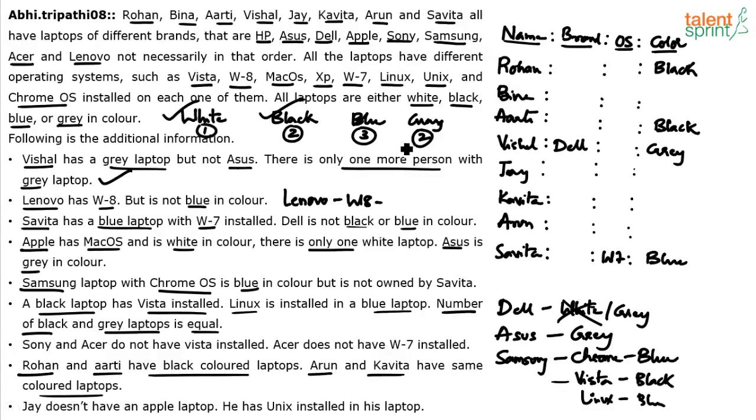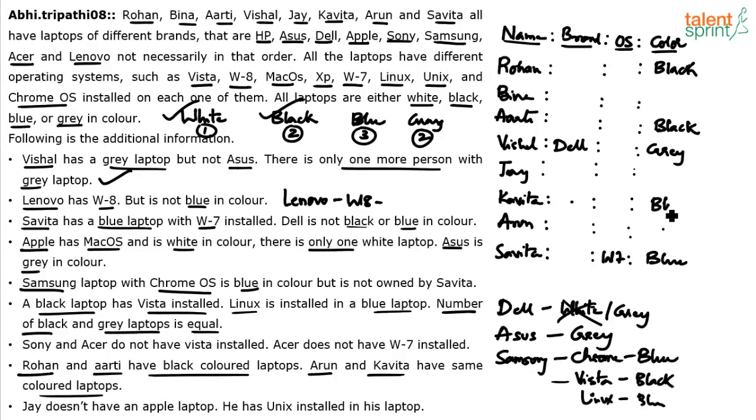Can Arun and Kavita have gray? No. Why is it no? Because if Arun and Kavita both have gray, we already have one person, Vishal, who has gray. So the total number of gray laptops will become 3. Yes or no? Gray is only 2. So they cannot have gray as well. So the only choice for Arun and Kavita is blue.